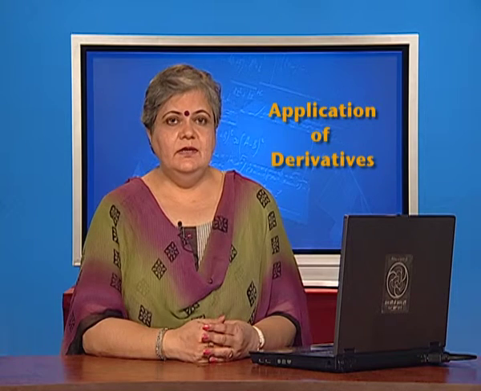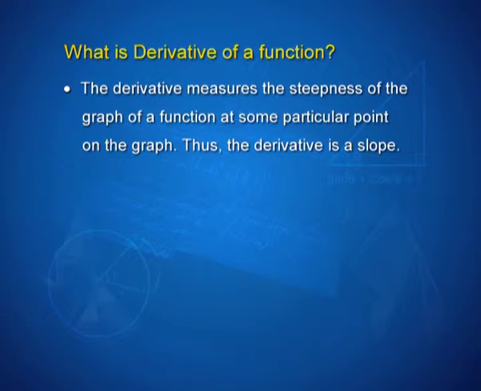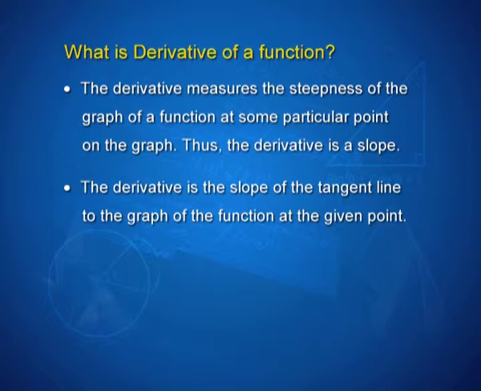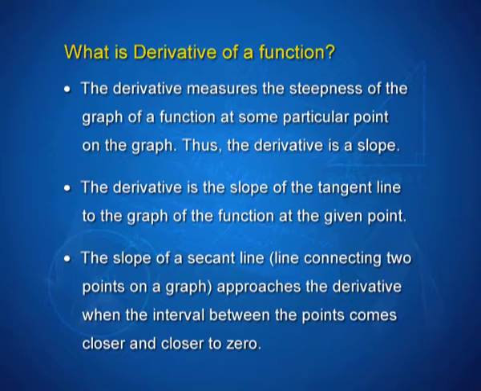So, what is the derivative of a function? It measures the steepness of the graph, so it is a slope. Also, it is the slope of the tangent line to the graph of the function at the given point, and it is the slope of a secant line, that is the line connecting 2 points on a graph, in its limiting position when it becomes the tangent. So, in the limiting position, when the 2 points come closer to each other, we get the slope of the tangent, which is also what we understand as the derivative.